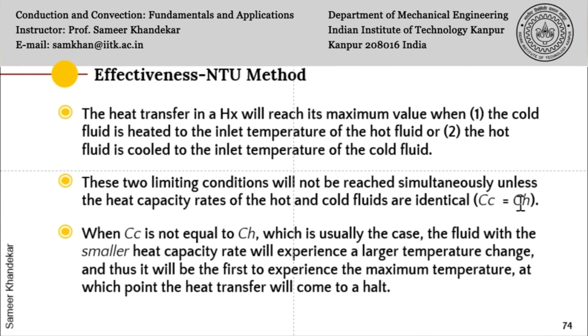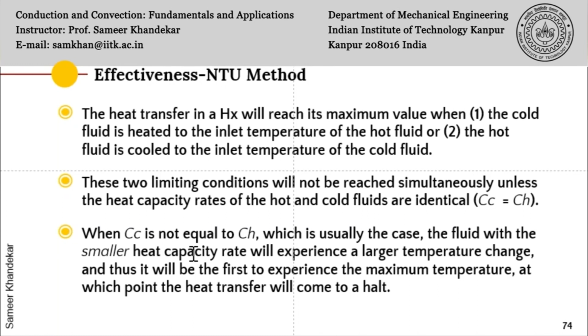So unless Cc is equal to Ch, you will see that one of the fluids, the cold fluid, can become hot quicker, or the hot fluid can become cold quicker, depending on their respective heat capacities or thermal inertia of the system. So when Cc is not equal to Ch, which is the general case, the fluid with the smaller heat capacity rate will experience a larger delta T.